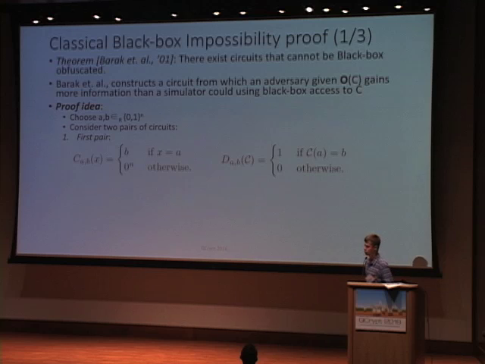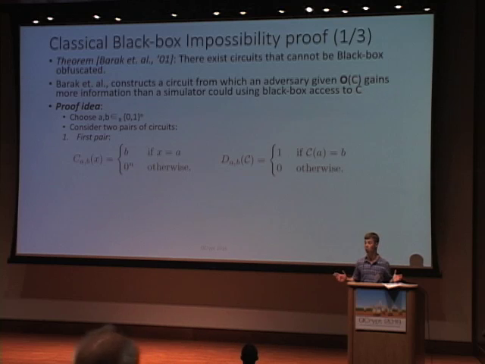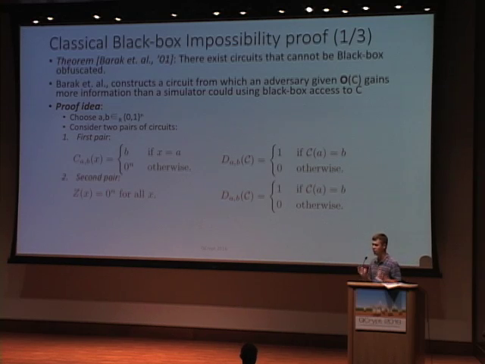Then the second circuit in the first pair will be a circuit I'll call D_AB, which I want to think of as taking a classical description of a circuit C and outputting 1 if C maps A to B, and otherwise it's going to be 0. So this is the first pair. The second pair is going to be extremely similar. The first circuit is going to be called Z, and that's going to be always 0, independent of the input. It's just all 0. And the second circuit will be exactly the same as the second circuit of the first pair. It's just going to be this D_AB circuit.